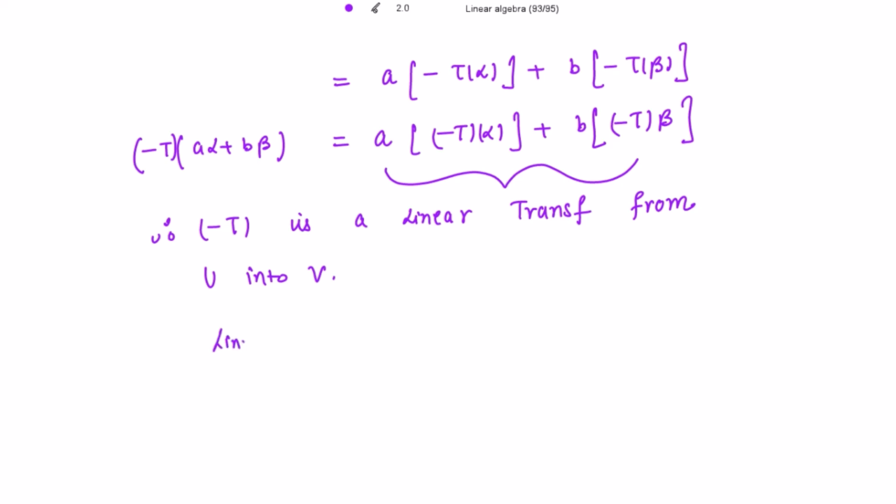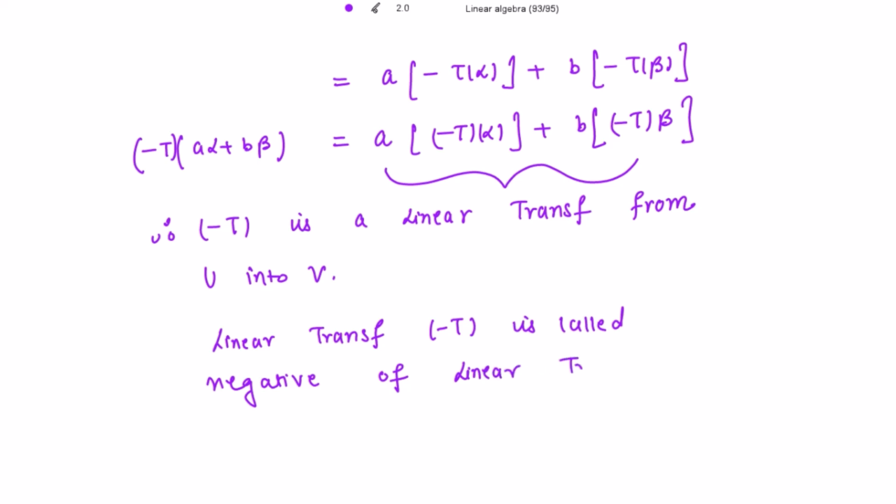And the linear transformation minus T is called the negative of the linear transformation T. So here ends the types of linear transformation, and now we are going to read a very important remark.